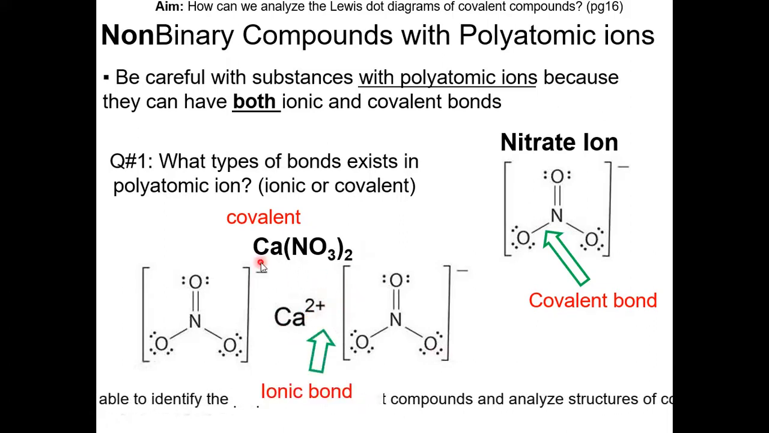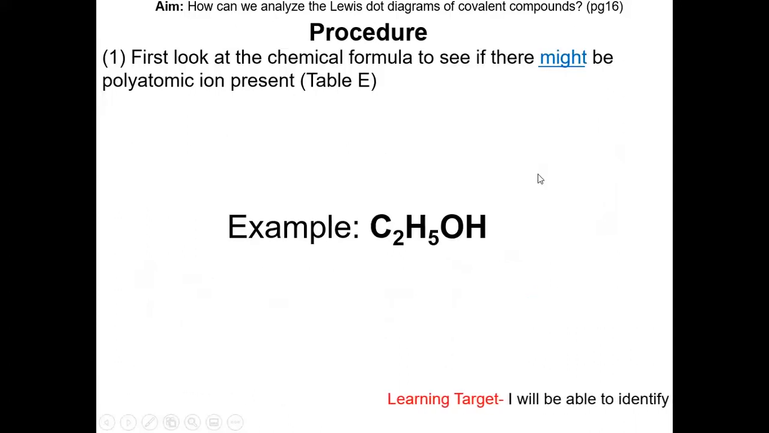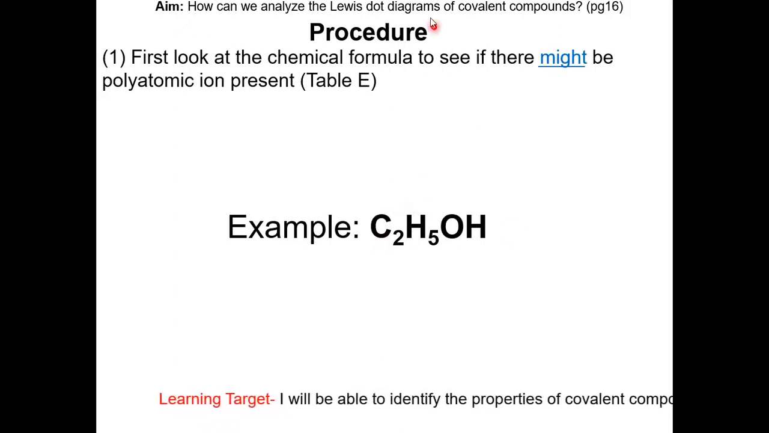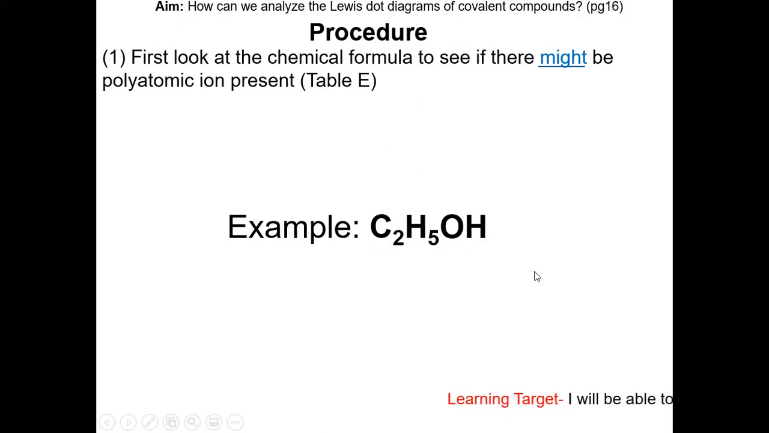So the question is, how do we know if a chemical formula has a polyatomic ion? Just because you see the same elements in the chemical formula does not necessarily mean it has a polyatomic ion in the compound. I will go over a procedure for figuring this out. Your first step is to look at the chemical formula to see if there might be a polyatomic ion present using Table E. In our example, we have C2H5OH. It might have a polyatomic ion OH, which is hydroxide.